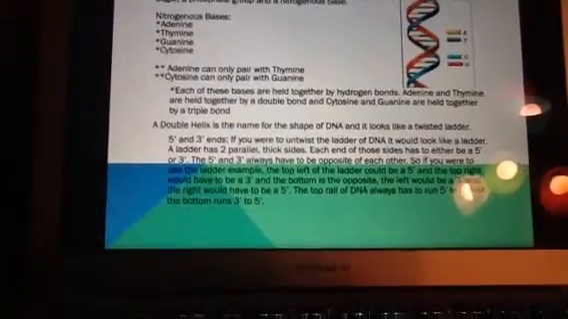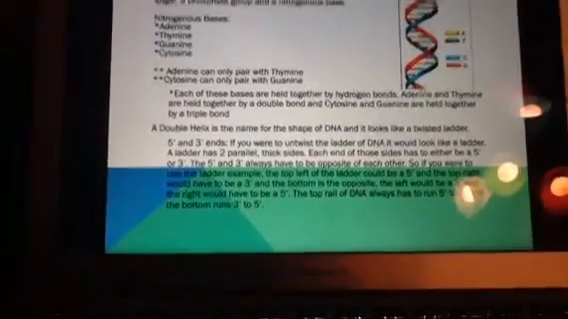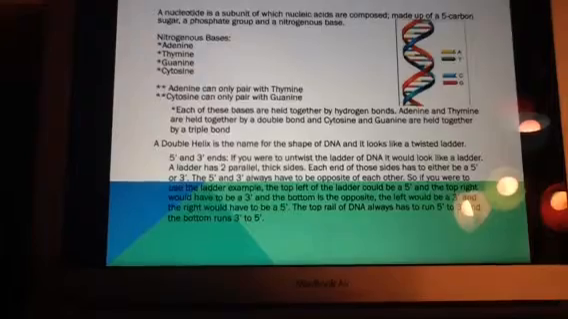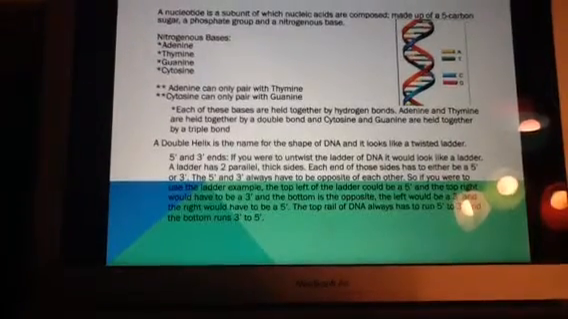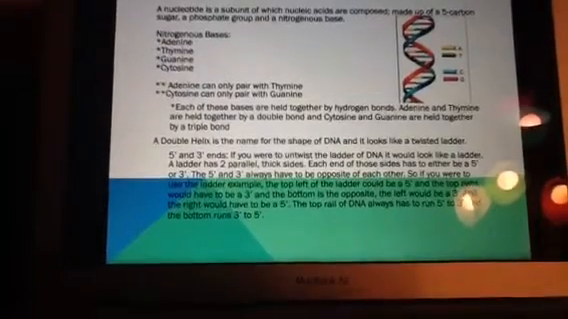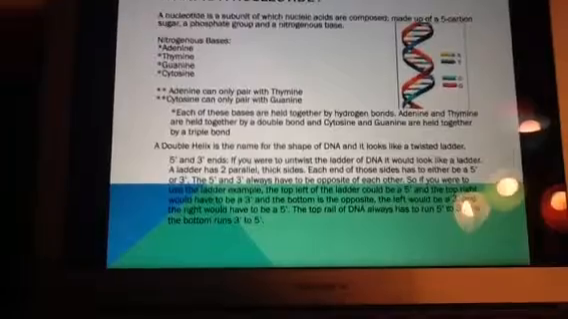And then another key term to know is a double helix, and that's just the name for the shape of the DNA, which looks like a twisted ladder, like you can see in that picture there. And then the 5 and the 3 ends. So if you were to untwist the ladder of a DNA, it would look like a ladder. And the ladder has 2 parallel thick sides where you put your hands, and the steps would be like the DNA rungs of the ladder.